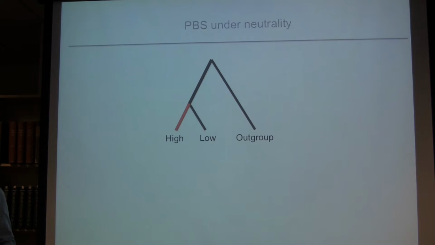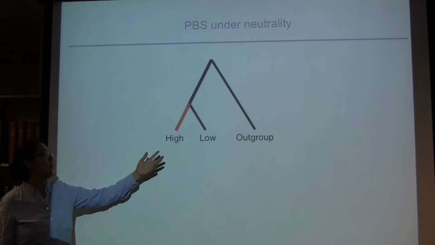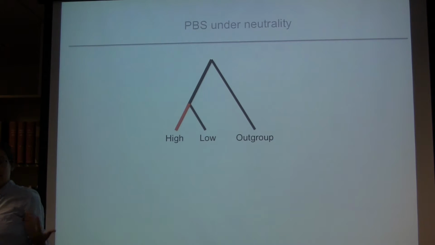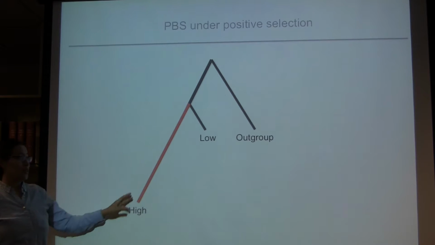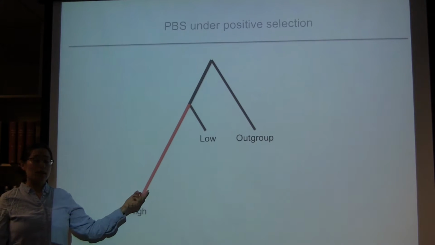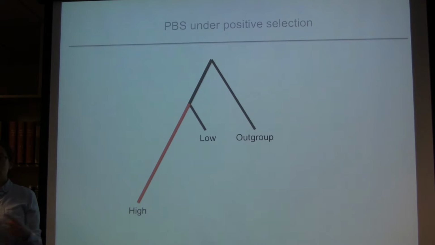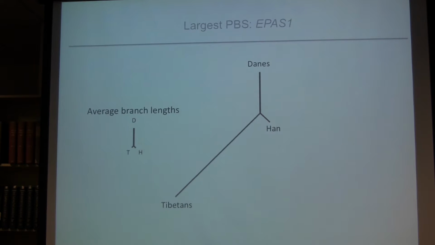The idea is that if a gene is neutrally evolving, then you would expect the high altitude branch to be similar to the low altitude branch because these populations are closely related. But if there's selection acting on a gene, then you would expect this branch to be larger because at that gene, the low and the high altitude populations would be very differentiated. If you do that for every single gene, you find that EPAS1 has the largest value for the population branch statistic.